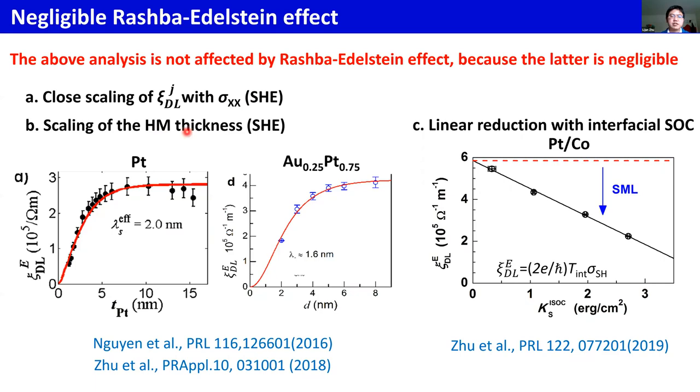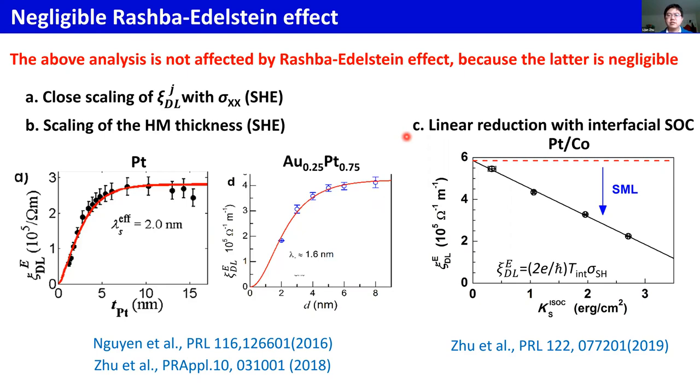Here I show two examples. One is platinum, one is gold platinum. You can see the dampinglike torque efficiency is relatively constant when the heavy metal thickness is large, and it decreases towards zero when the thickness decreases towards zero, which is a clear spin diffusion behavior of the bulk spin Hall effect.